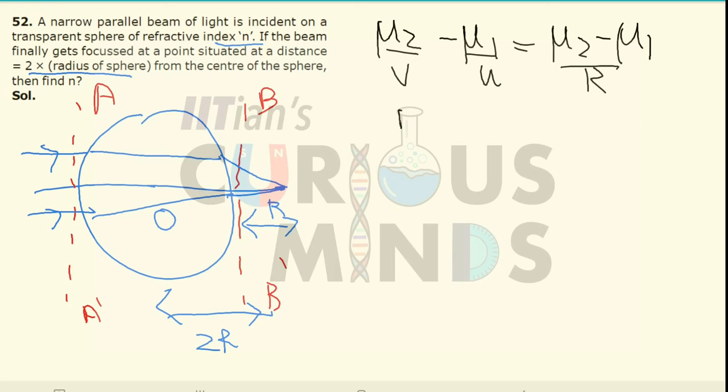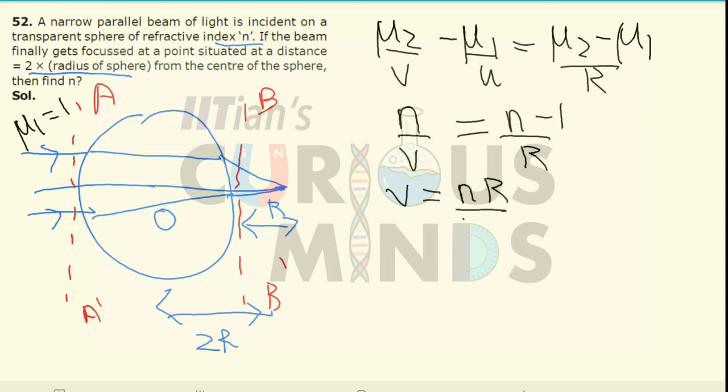Now mu2 is n divided by v. Mu1 over here, I will assume is air, so mu1 will be equal to 1. So n by v minus, u over here is infinity. The object is situated at infinity, only in that case the rays will be parallel to each other. So 1 by infinity will be equal to 0. Mu2 minus mu1 is n minus 1 divided by r. So v over here will be equal to nr divided by n minus 1.